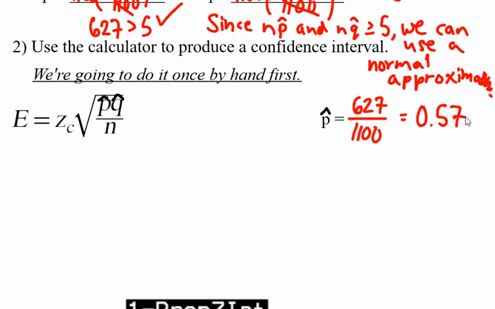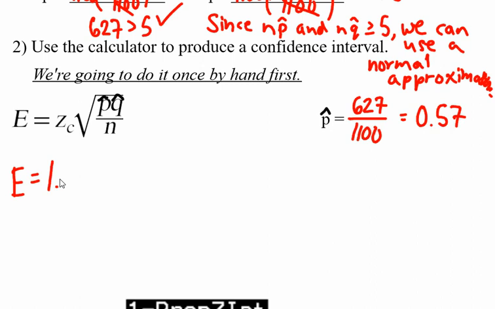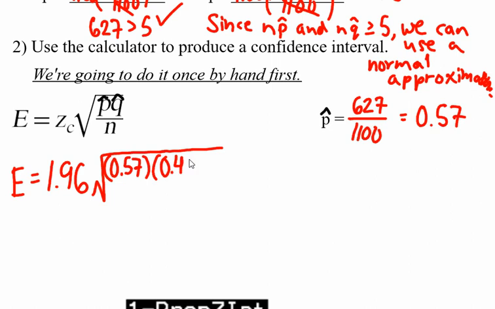Now we need to know how wide our confidence interval is. We call that the margin of error. We are constructing a, what did it say, 95% confidence interval. That's a z-score of 1.96. Now we need to multiply by the square root of p times q divided by n. P is our estimated success rate, 57%. Q is our estimated failure rate, which would be 43%, divided by our sample size. Sample size, 1100.